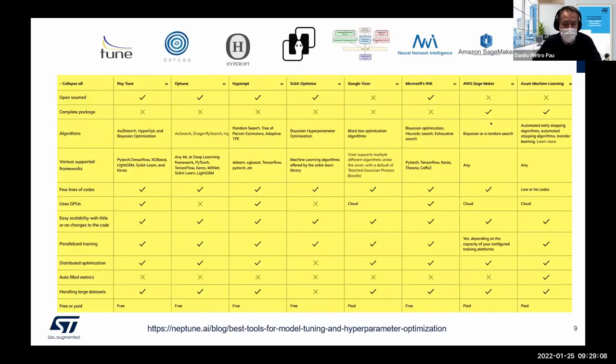The number of tools from an industry perspective is even larger, but if you look carefully at the algorithms that are supported, you see that some of those are really based on Bayesian optimization, which confirms what I was saying before, and that Bayesian optimization is the de facto approach which is dominating most of the solutions.